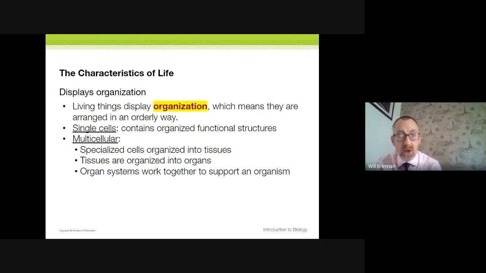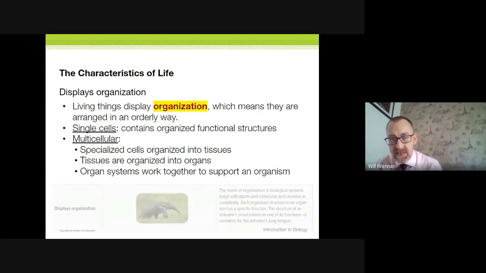Number 2, all living things display organization. That means they're arranged in an orderly way. And that applies to both unicellular organisms and multicellular. When you think of multicellular organisms, the organization is how molecules and atoms are organized together into cells, which are then organized into tissues, which are organized into organs, and then organized into organ systems. So there is a structure of organization as to how everything functions.